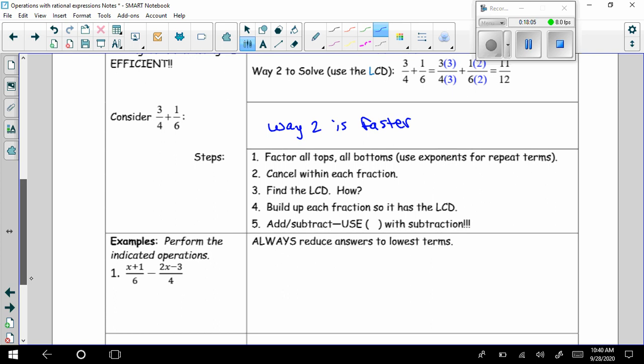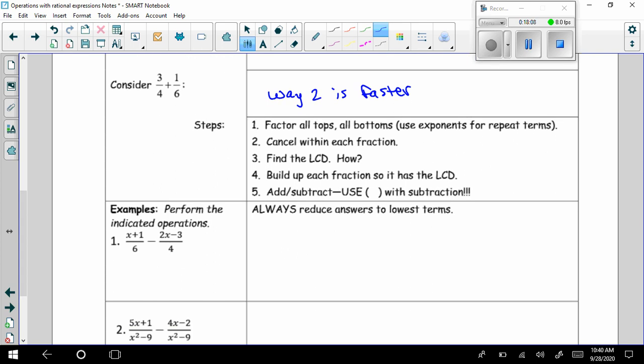All right, so factor all the tops and all the bottoms. Use exponents for repeating terms. So write them out twice, like write out x plus 3 squared if you need to. Cancel within each fraction, so reduce fractions if they do. Don't reduce diagonally because we have addition or subtraction. Find your least common denominator or your least common multiple of your denominator. We'll talk about how to do this. And then build up each fraction so it has the least common denominator.